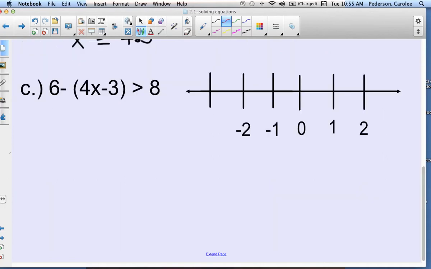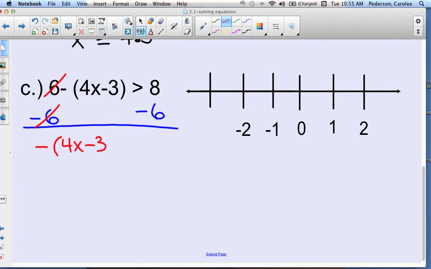Our last example, we want to solve for x. So let's first remove the 6 from both sides. So subtract 6 from both sides. The 6's will cancel. So we're left with negative, and then 4x minus 3 greater than, and then 8 minus 6 is 2. The next thing we want to do is we want to divide both sides by negative 1. To remove this negative in front of the parentheses. So when we divide it by negative 1 and divide it by negative 1, what happens to that inequality? It flips directions.